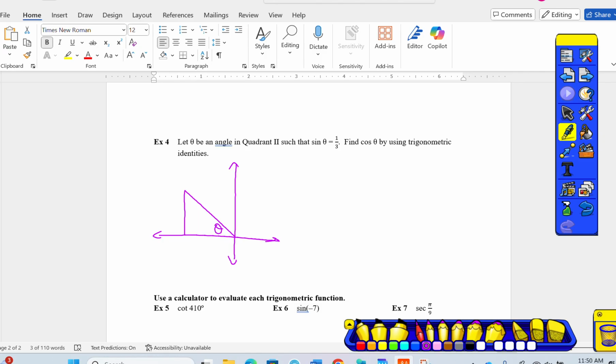Now, they didn't tell me this is on the unit circle, so I can't assume that the hypotenuse is 1. So I have to do something a little bit different. If they give me sine, and it's a fraction, they're also telling me some information about my triangle. They're giving me 2 of the sides. What 2 sides are they giving me? Opposite and hypotenuse. So I'm going to label those 2 sides. Opposite is 1, hypotenuse is 3. So this is definitely not on the unit circle.